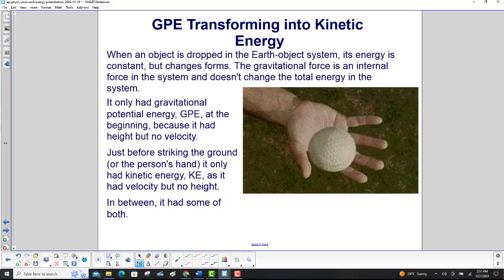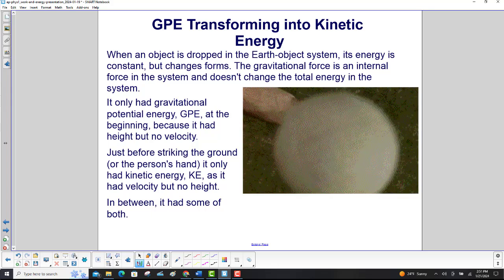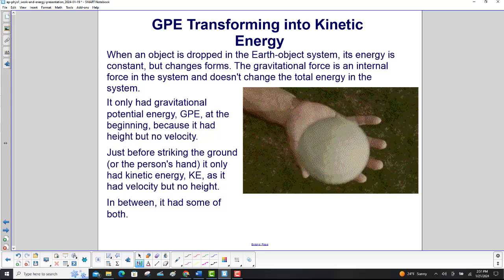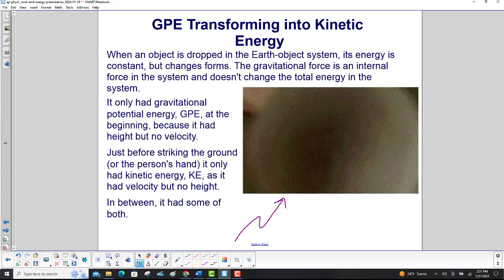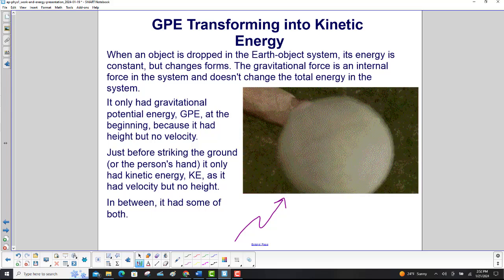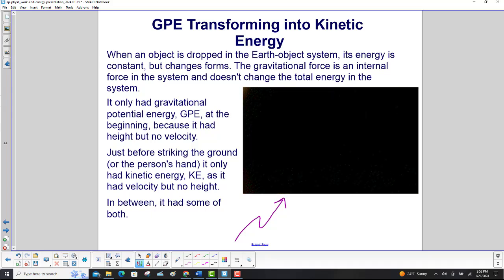It only had gravitational potential energy at the beginning because it had height but no velocity. Just before striking the ground, or the person's hand, it only had kinetic energy as it had velocity but no height. In between, it had some of both.